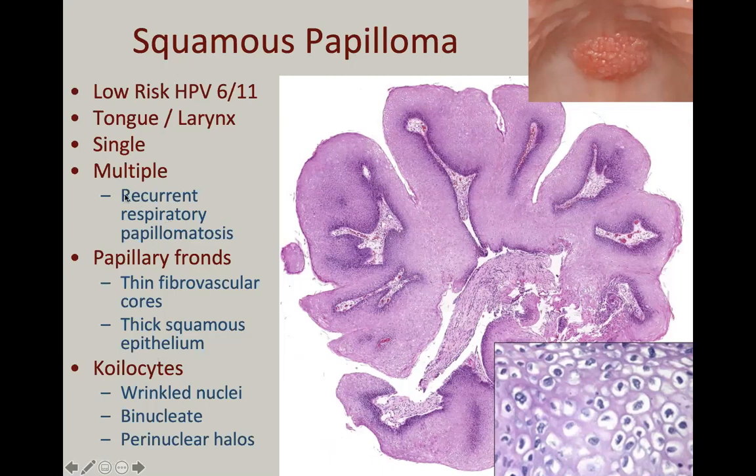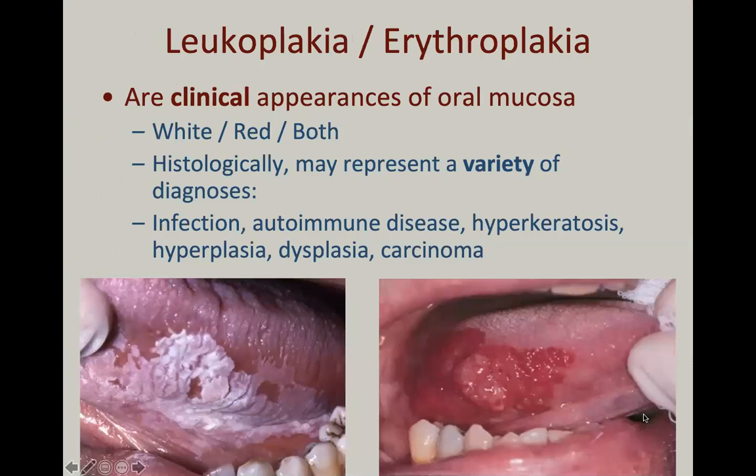But remember that in patients who've acquired HPV through the birth canal of their mothers, as being born, these patients can develop recurrent respiratory papillomatosis throughout the tracheobronchial tree and lungs, and these can be very difficult to treat. This is an example of a single squamous papilloma with a fibrovascular core lined by thick squamous epithelium. The characteristic nuclear features of HPV include koilocytic change, meaning sort of wrinkling or raisinoid nuclei, binucleation, and perinuclear halos or perinuclear clearing due to glycogen content in the cell.